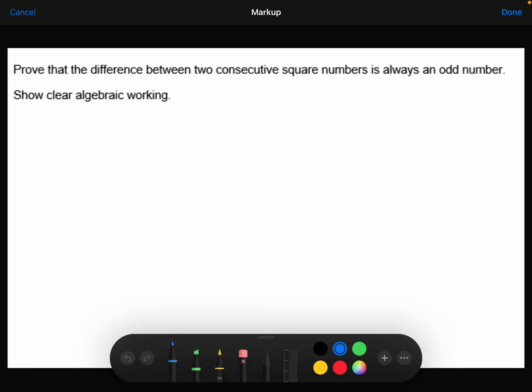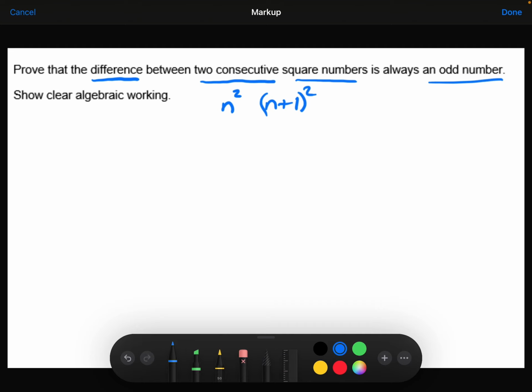Prove that the difference between two consecutive square numbers is always an odd number. So we want the difference between two consecutive square numbers. If my consecutive numbers were n and n plus 1, they're consecutive, one after the other, then those square numbers would be n squared and (n plus 1) squared. And I want to show the difference between them is always an odd number.